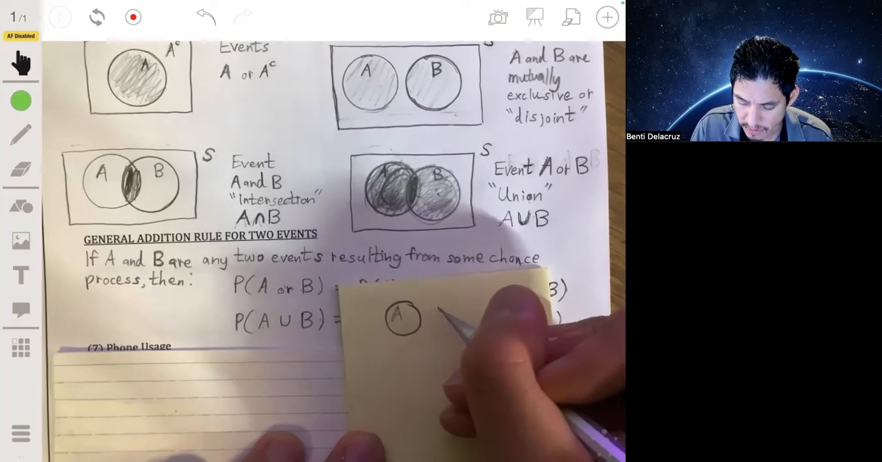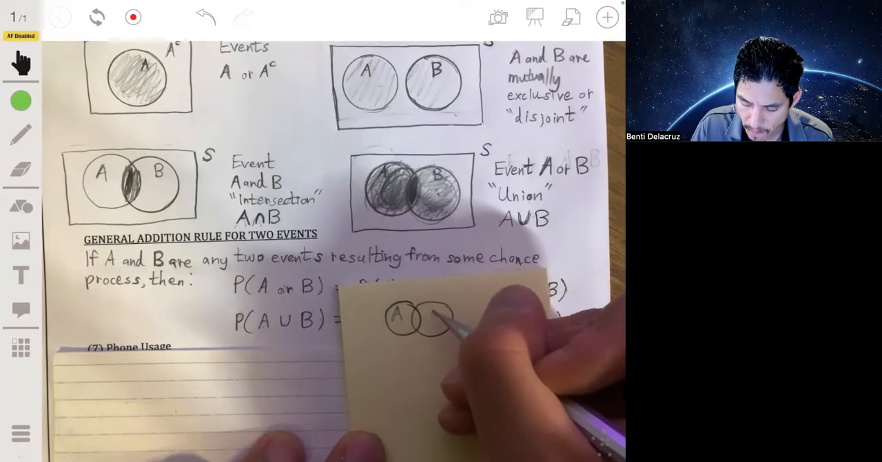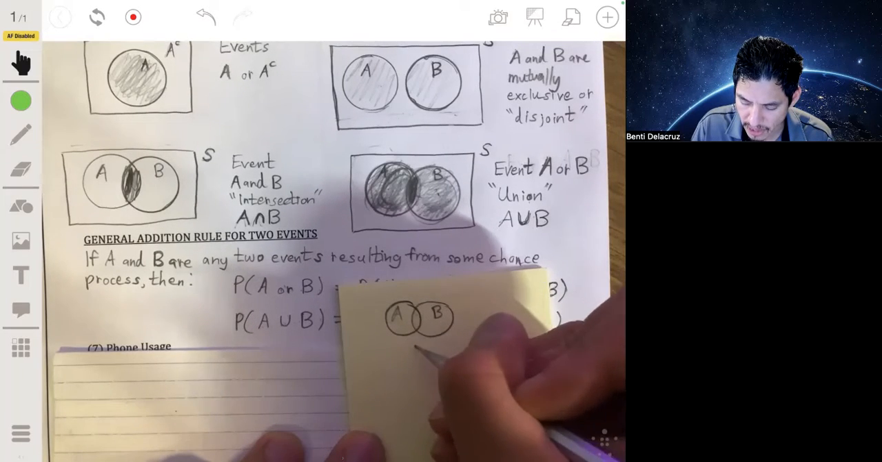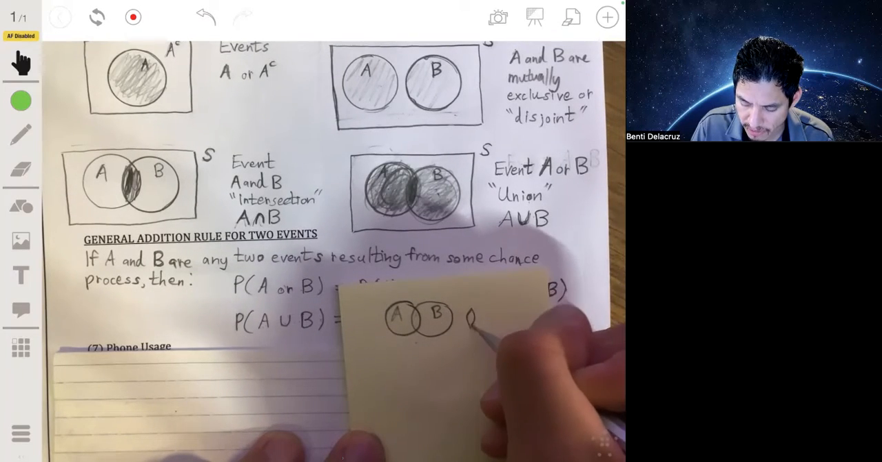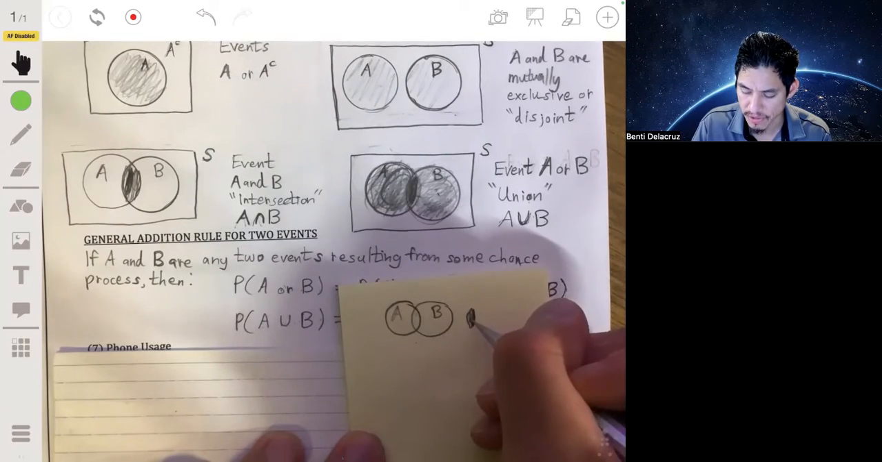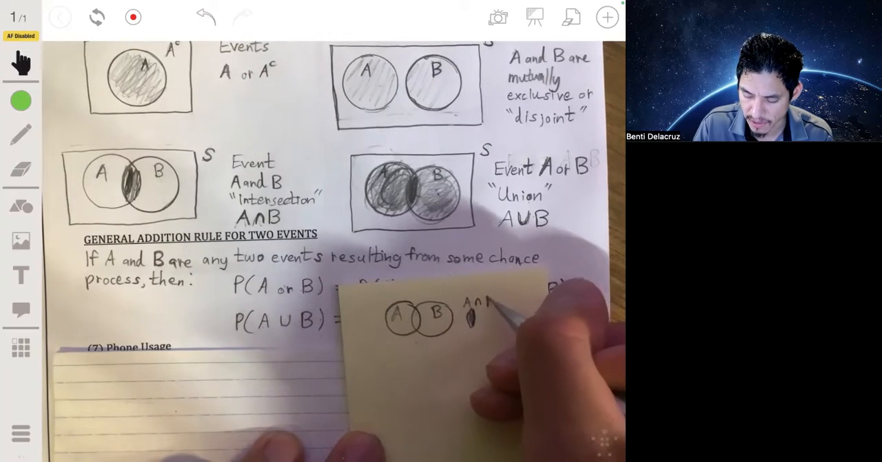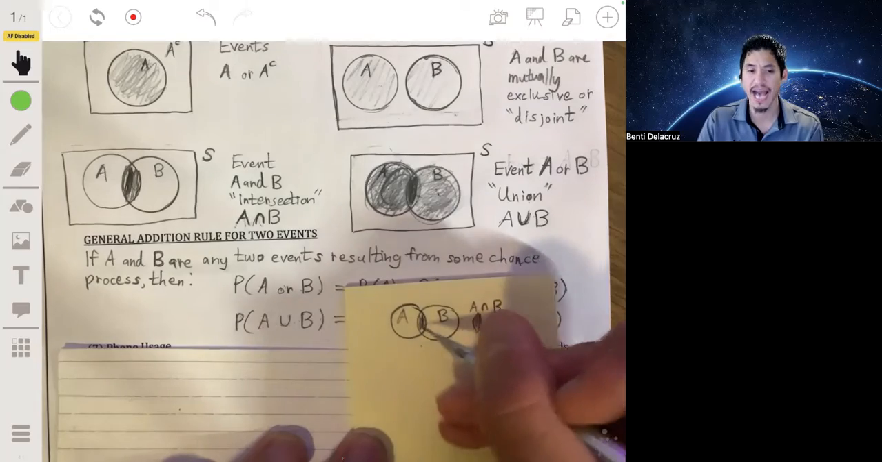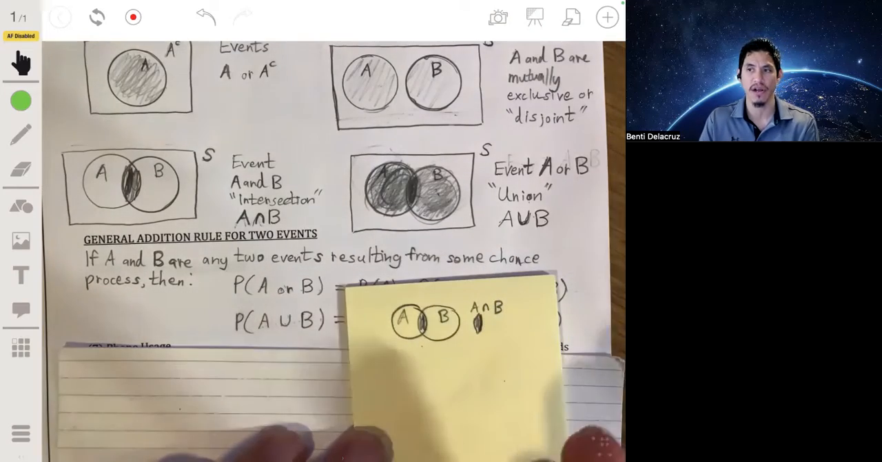And then you add it to B. What happens is you get this double counted. So you get this and whatever you want to call this. You get like this total, this and that. So this is the A intersect B. You get this region added extra.